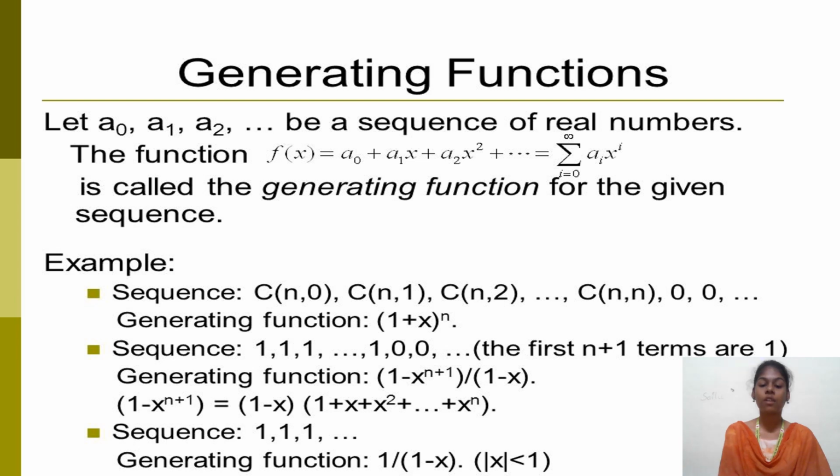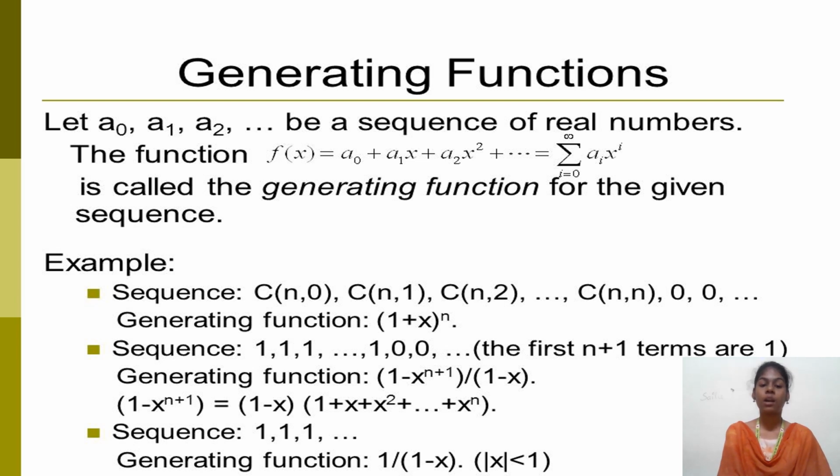For this, the generating function is (1 + x)^n. The sequence 1, 1, 1, and so on, 1, 0: the first n + 1 terms, the generating function. And for this, the generating function is (1 - x^(n+1))/(1 - x). 1 - x^(n+1) equals (1 - x)(1 + x + x^2 + and so on + x^n).